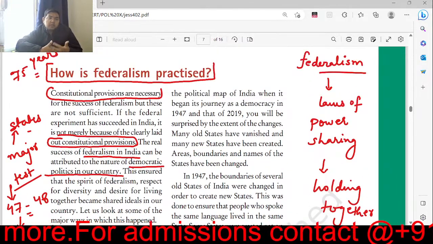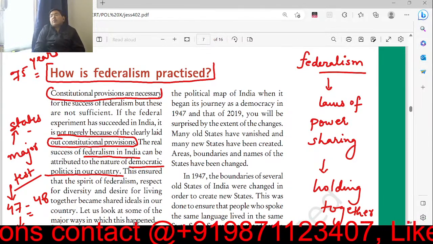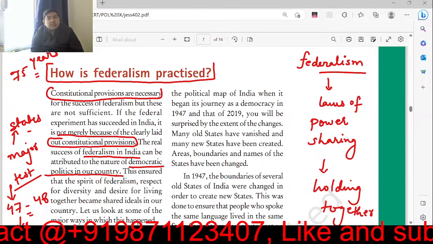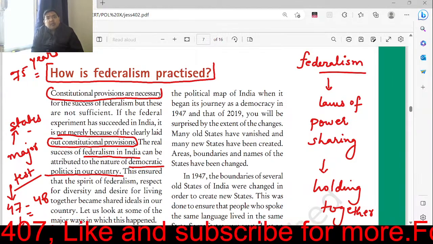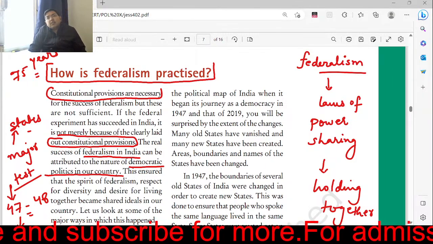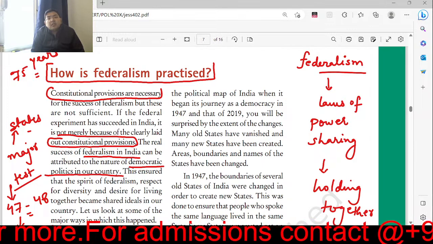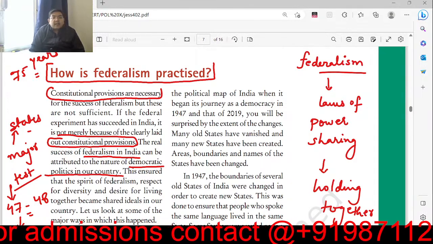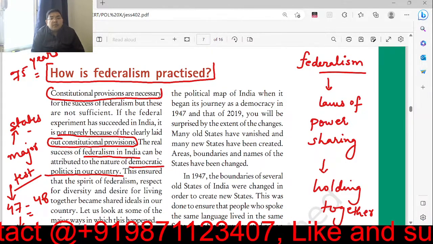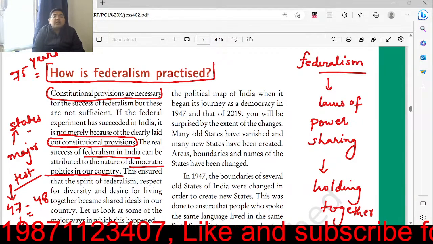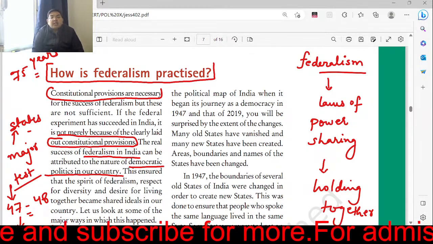If you look at the political map of 1947 and then the political map of India in 2023, you will find different changes. The states that we see today were not there at that time. There were different regions, different attributions of areas, but now they have culminated into different states. Many old states have vanished. Many new states have been created. Boundaries and names of states have been changed. In 1947, several old states were there in India, and they were changed to form new states.